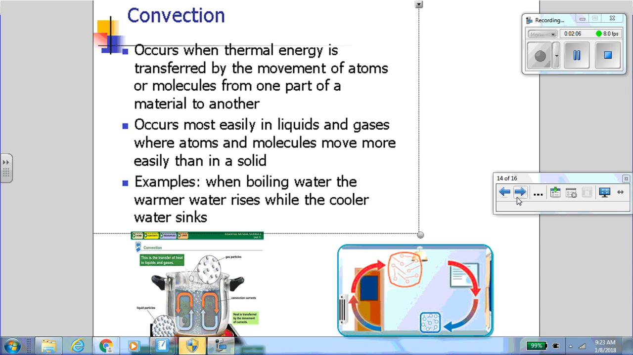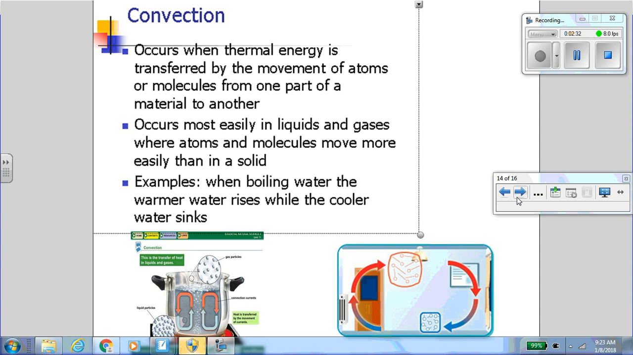Convection. Convection will occur when thermal energy is transferred by the movement of atoms or molecules from one part of a material to another. So whenever convection occurs, it's going to involve the movement of atoms and molecules. Therefore, convection is going to occur most easily in your liquids and gases, where particles or molecules have the space to move around more easily than they would in a solid.